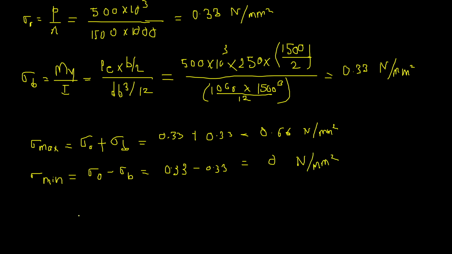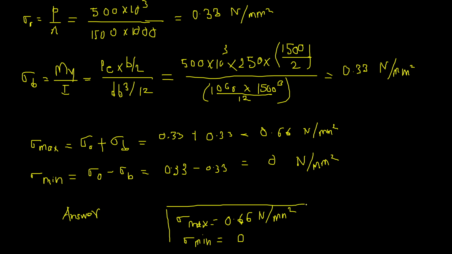Okay, so finally what is the answer? Whatever answer comes, you should present it in a block at the last, that is sigma max. It is 0.66 Newton per mm square. Sigma minimum is equal to 0. So this is the solution for the third problem.